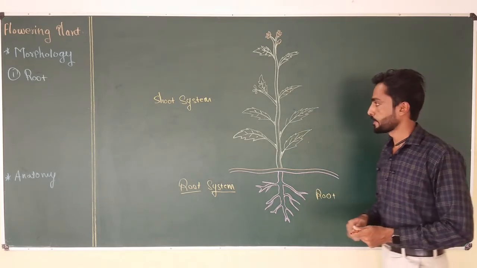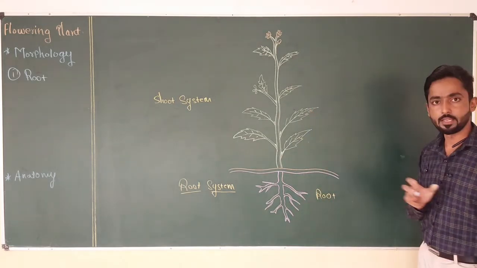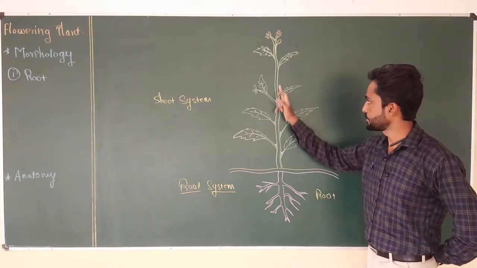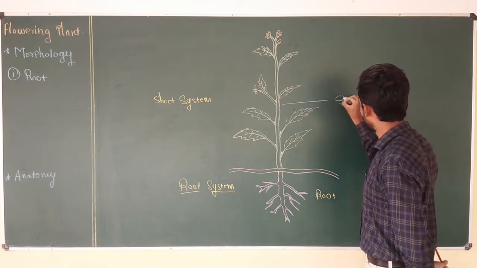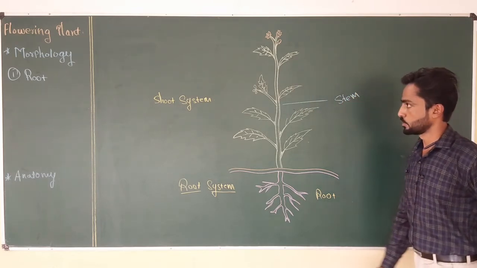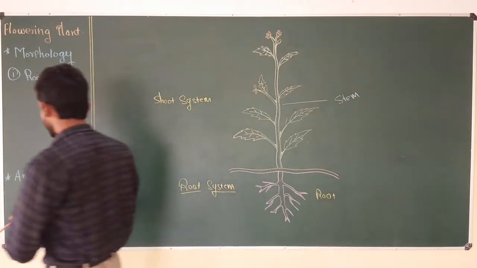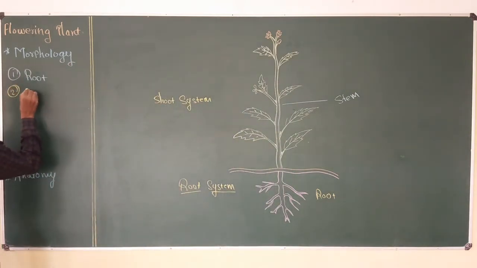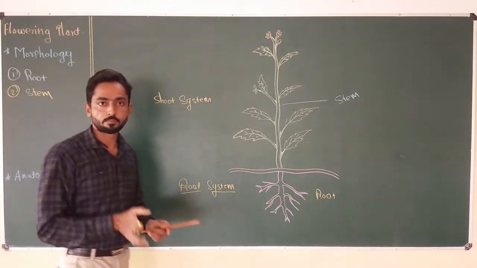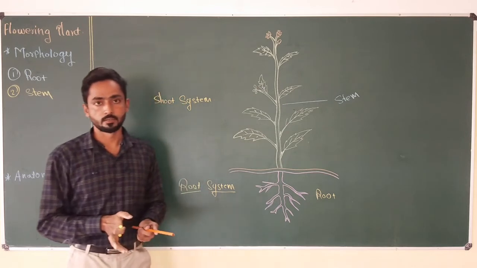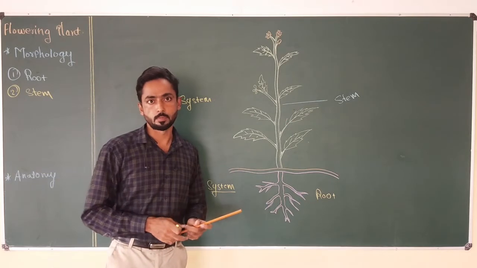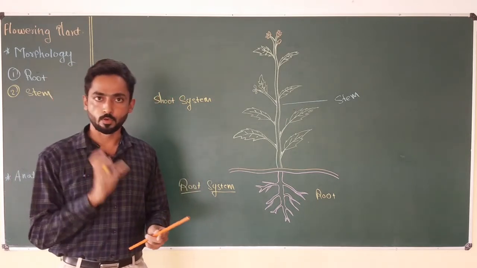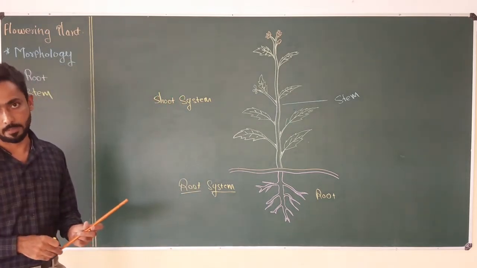The next part of the flowering plant body is the central axis, which comes above the ground surface, and the axis is called the stem. So the next organ of the flowering plant is the stem. In this section, I am going to focus on the structure of the stem, then its function. The main function of the stem is providing support to the lateral organs of the plant body, and I am also going to focus on different modifications of the stem.